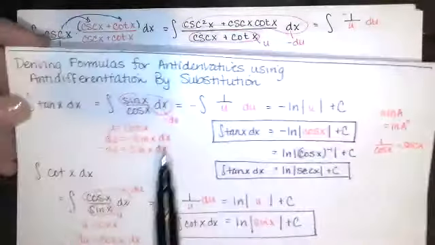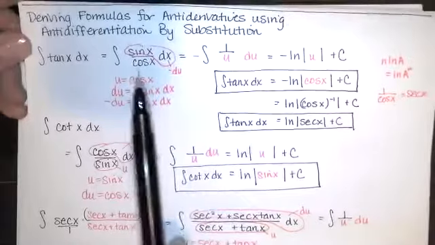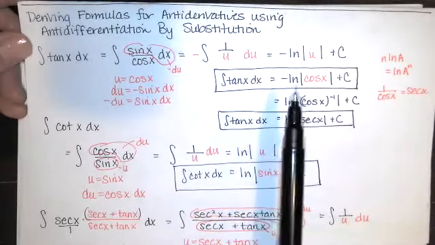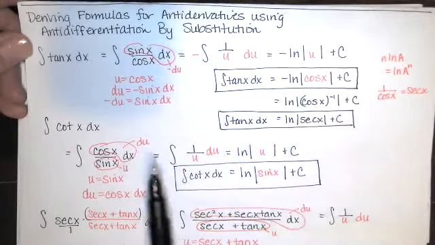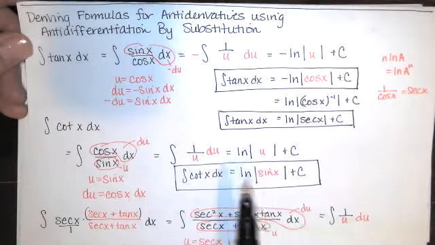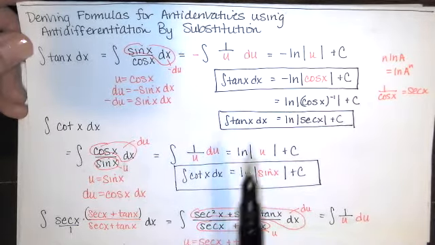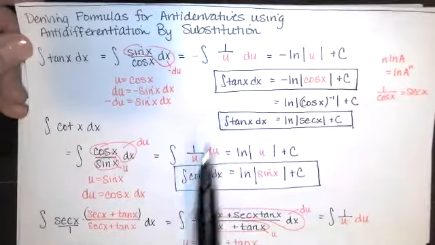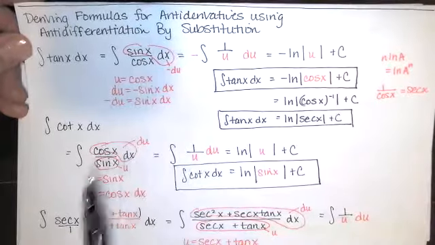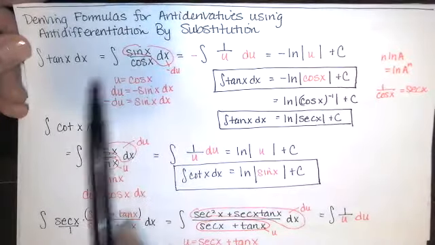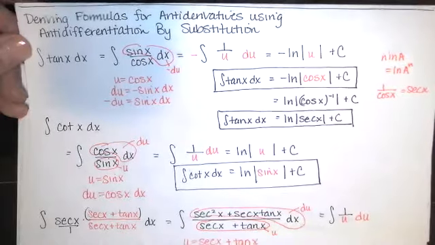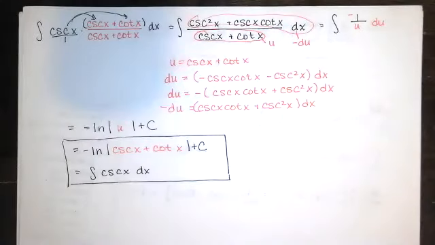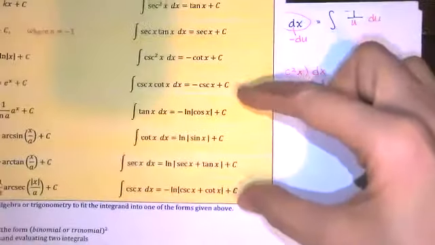Now tangent and cotangent are a little different, but tangent is the negative natural log of the absolute value of cosine. Cotangent is the positive natural log of the absolute value of sine. But those two are very similar and they're derived in the same way. You just write tangent and cotangent in terms of sine and cosine and do a u-sub. So now we've got 4 new rules. Those were the rules at the bottom of your sheet.